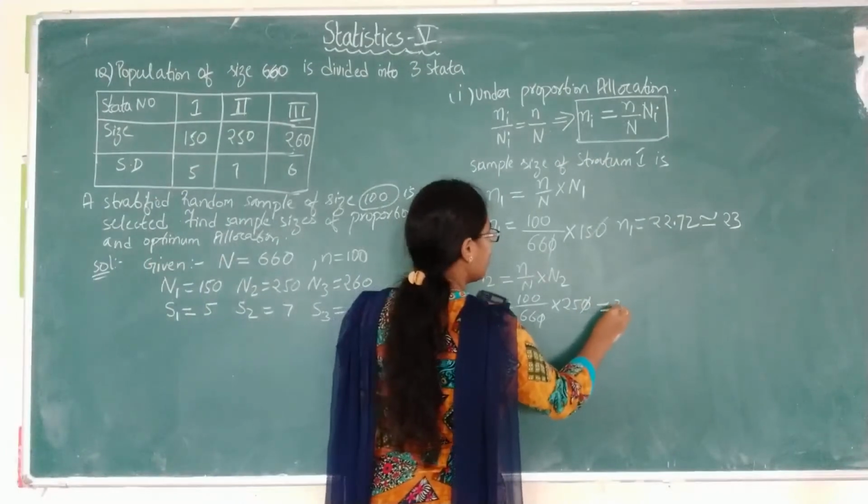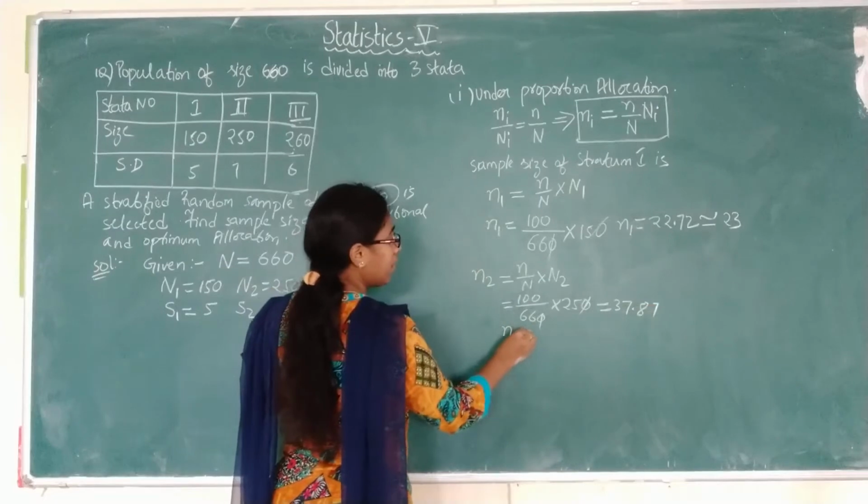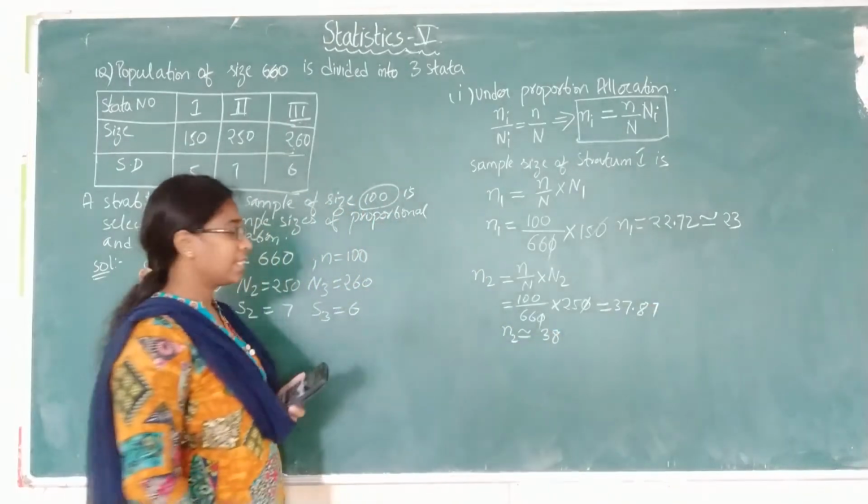So this is equal to 37.87. So N2 is approximately equal to 38. Round off the value, you will get it as 38.